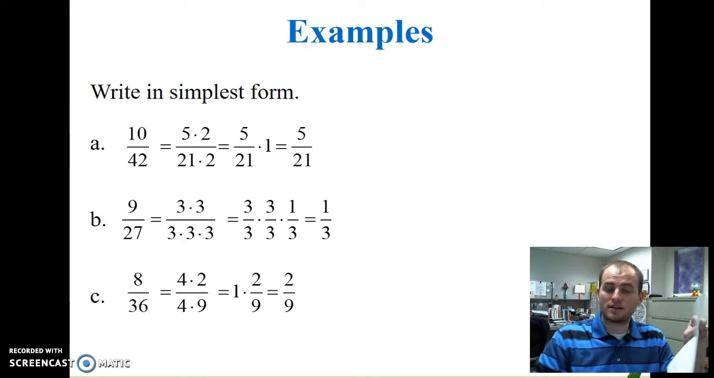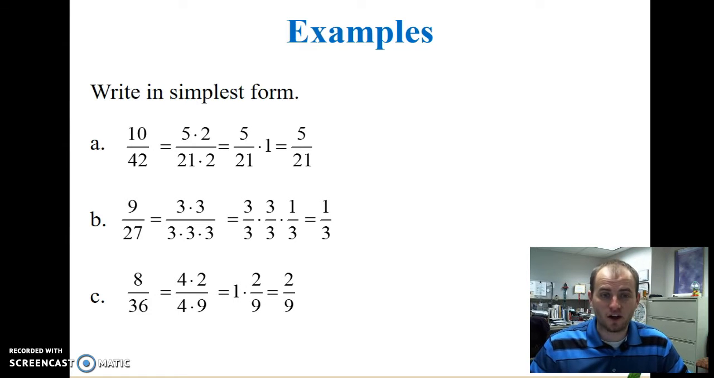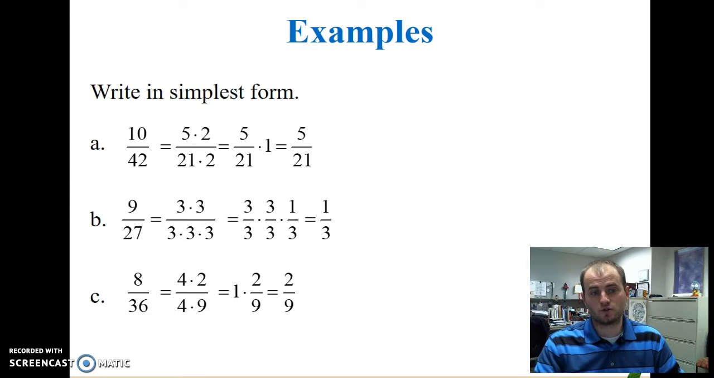Alright, so why don't you try letter C on your sheet here. Reduce 30 over 45. To do that, try to find the largest factor that goes into both. If you don't find the largest, you just might have to reduce it twice.